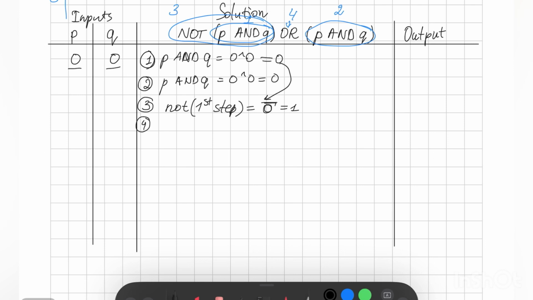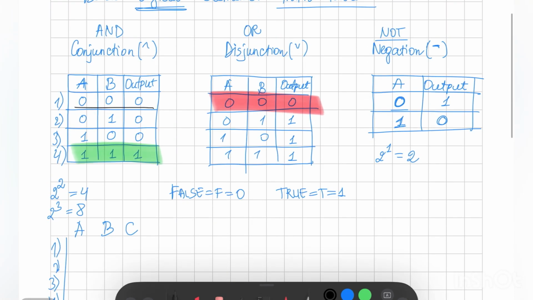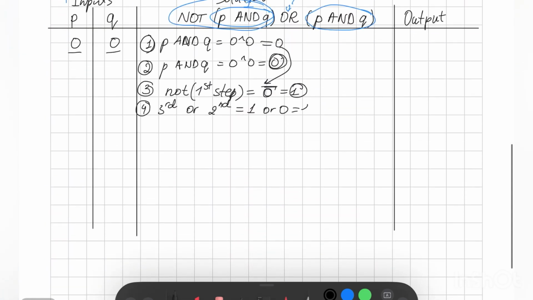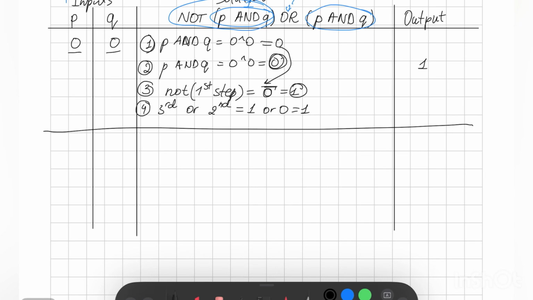And fourth step is third or second. So answer of the third step is 1, or answer of second step is 0. If it is 1 or 0, answer will be 1. So output is 1. Let's see the next step, where P is 1, Q is 0.